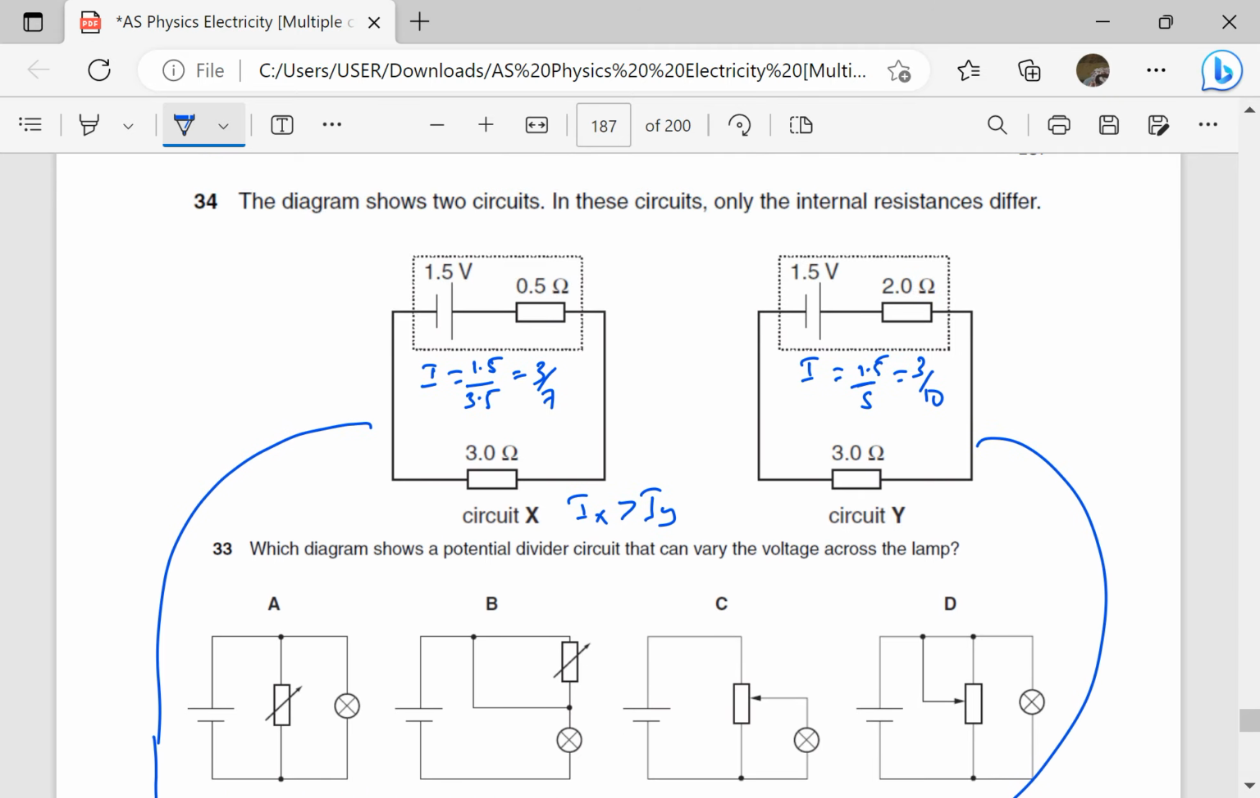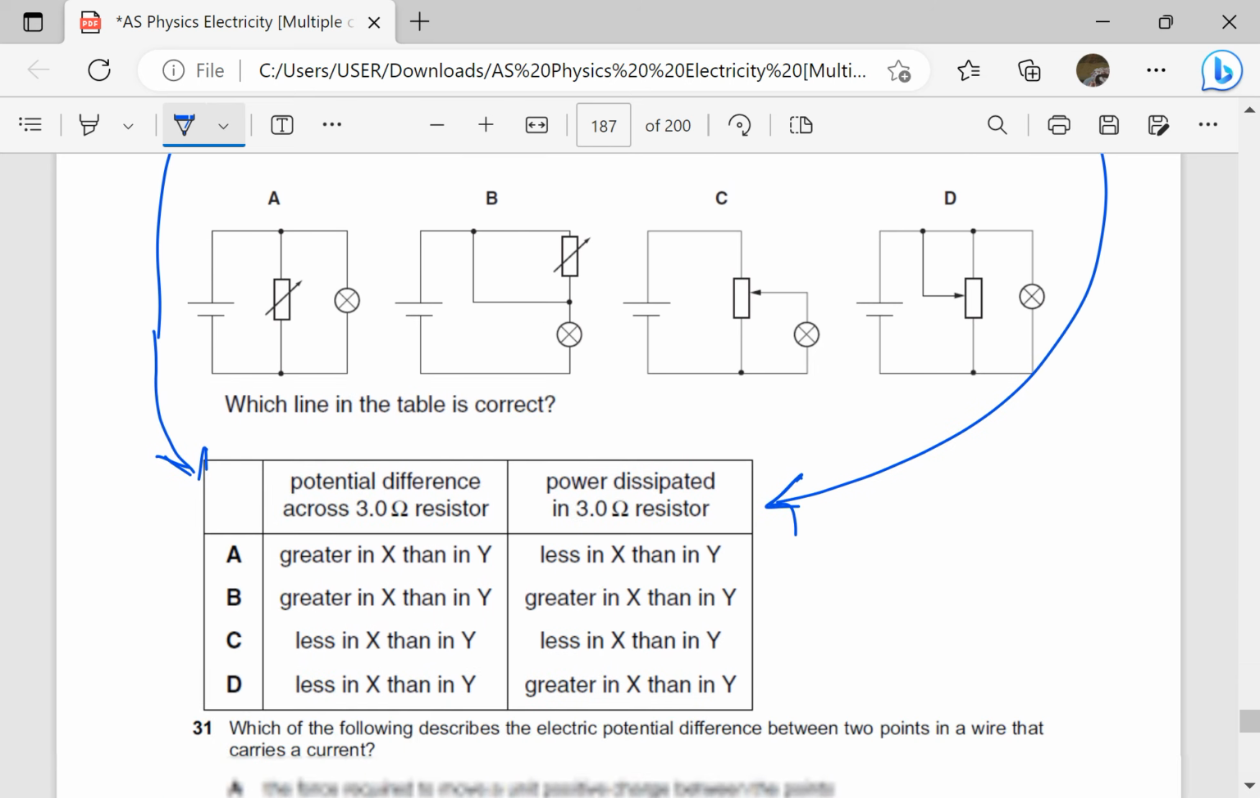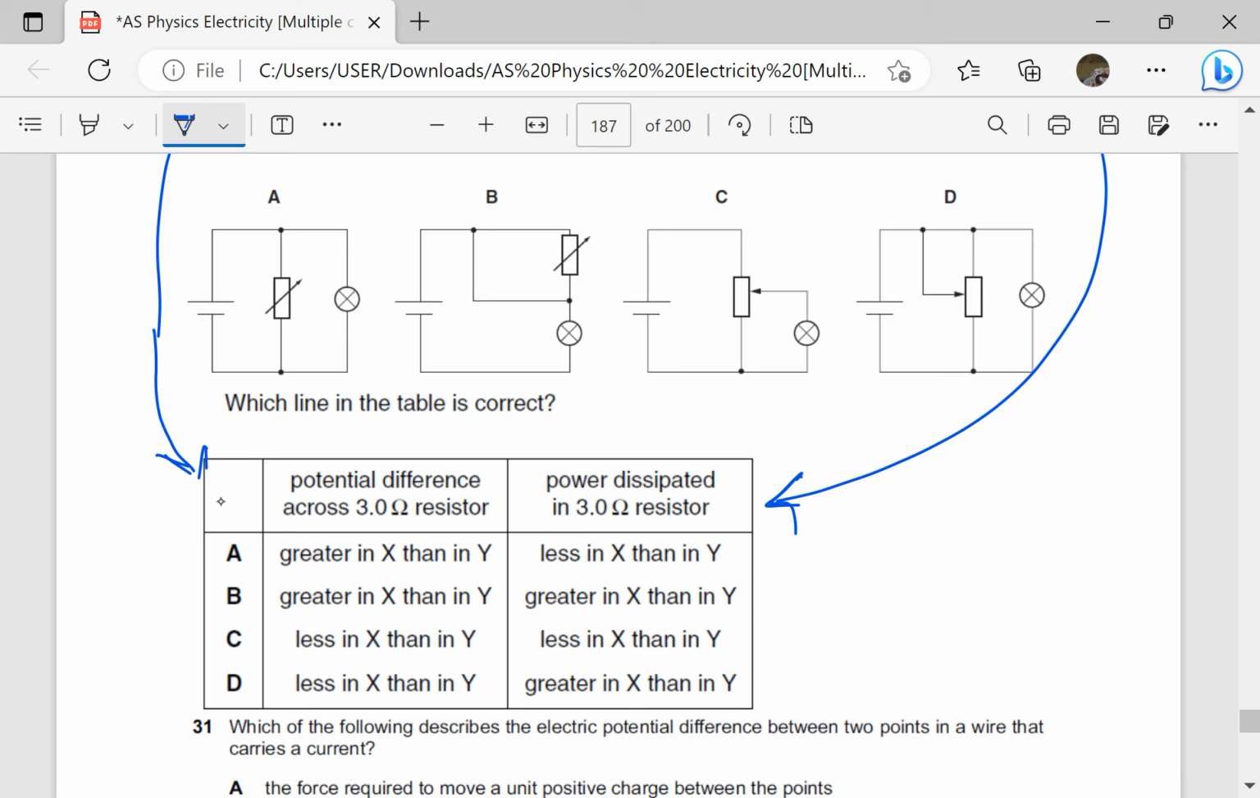But remember V is equal to I times R. The resistance is the same, 3, but the current in X is greater than the current in Y. So it means the PD in X is greater than the PD in Y. So let's check that. PD across the 3 ohm resistor is greater in X than in Y. So we eliminate these two. C and D are out.